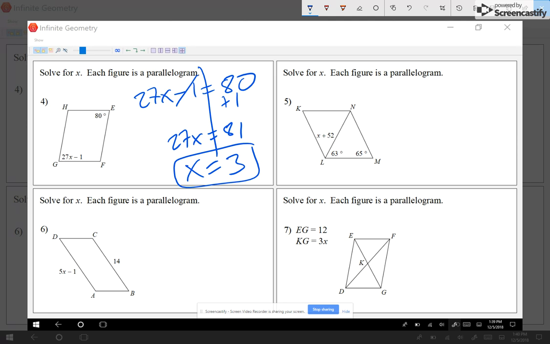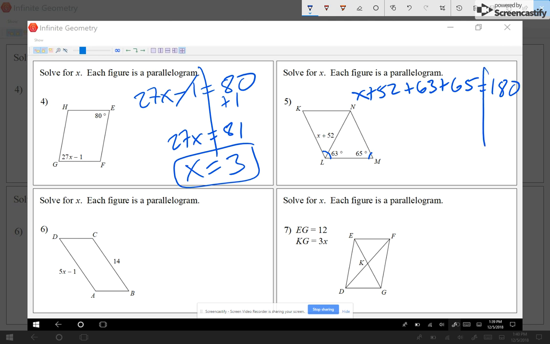Looking at question number 5, angle L, there's a bunch of things for angle L, but the entire angle L and angle M, those two are adjacent. So I'm going to add those two angles. I'm going to add everything from L. I'm going to add everything from M. So I have x plus 52 plus 63 plus 65. Add everything. And in this case, equals 180. Because those two angles are adjacent, right next to each other.